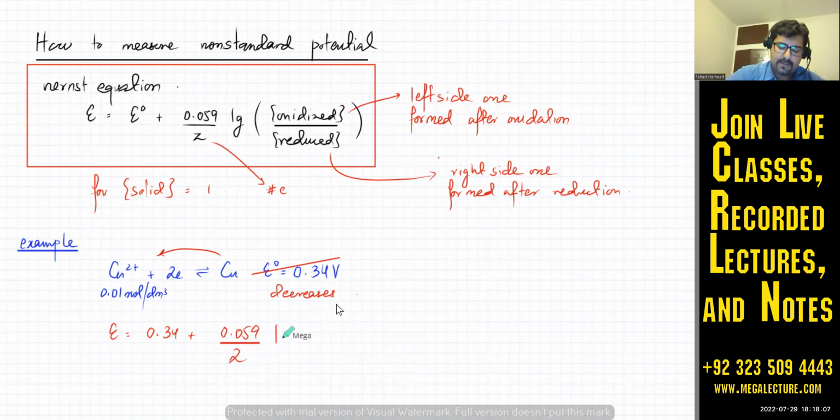Times the log of the oxidized species. The oxidized species is the one on the left side, that's 0.01. And over the reduced species. The reduced species is a solid, so that's 1. Tell me the answer. What do you get for this? Log is a button on your calculator, so you can just use log.